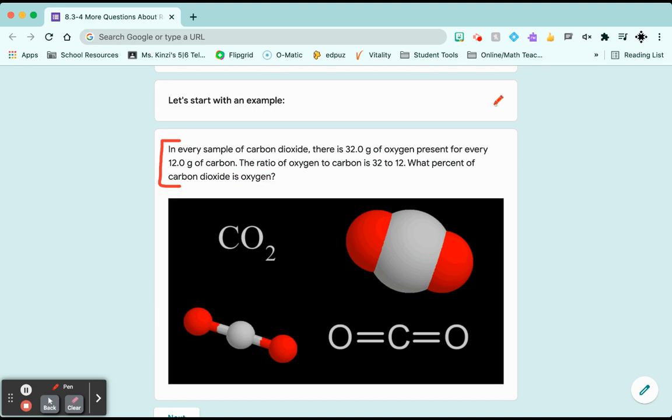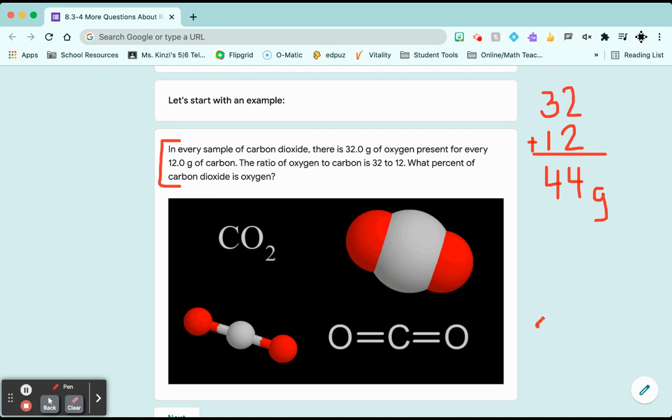Well, every sample of carbon dioxide contains two parts, one part being oxygen and the other part being carbon. If we add those two parts together, then we're considering the whole of 44 grams, right? So if I'm looking at 44 grams of carbon dioxide, 32 is going to be oxygen, 12 is going to be carbon. I know that.